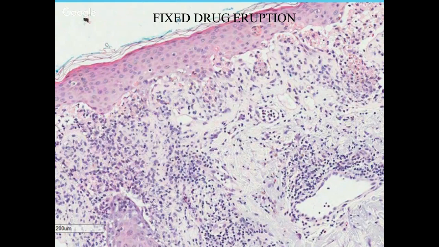So what is the pattern that you're going to see in the dermis? You're going to see a lot of pigment incontinence. And why is that pigment incontinence? Because the reaction is happening in that same area again and again. So the dermis becomes more chronic.